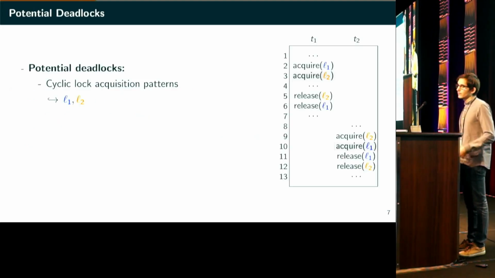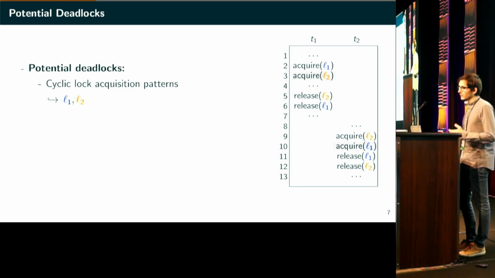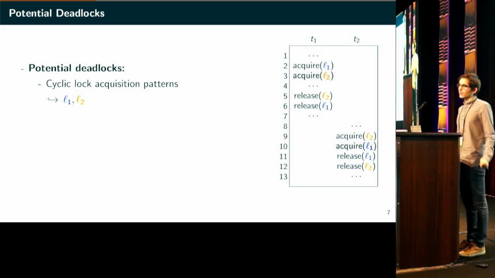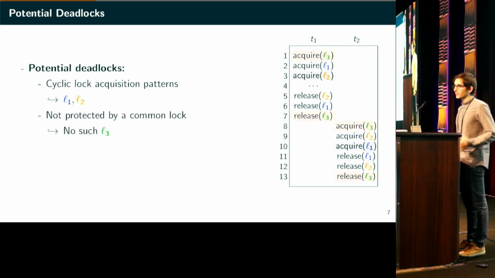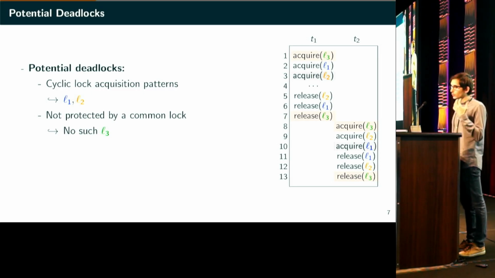So here, we have an execution where threads 1 and thread 2 acquired locks L1 and L2 in the opposite order. So potential deadlocks are this kind of cyclic lock acquisition patterns. But there's an extra condition that there should not be a common lock that protects these lock acquire operations.